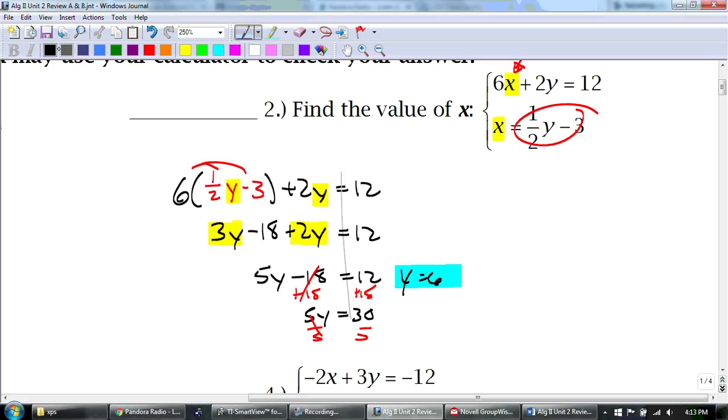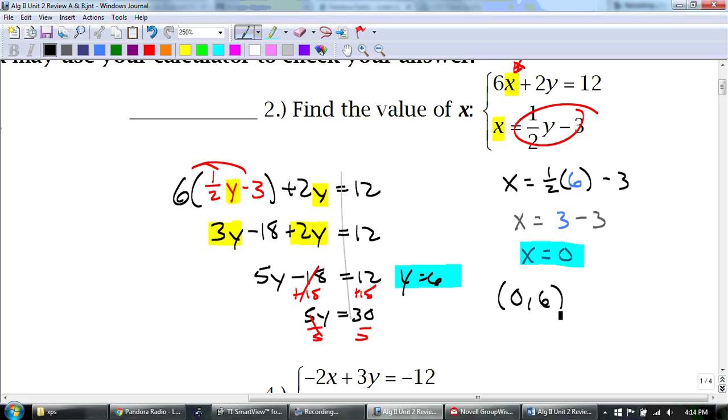Awesome. So now that I know what y is, I can come back and plug into x and say that x equals 1/2 of 6 minus 3. So 1/2 of 6 is 3, and then 3 minus 3 is 0. So this is the point (0, 6), but the only thing they wanted was the x. Okay, so what does x equal? x equals 0.